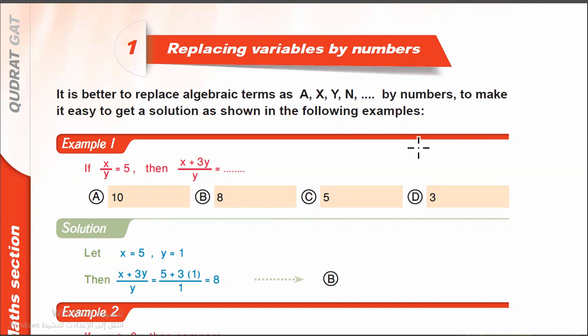Okay, now the first one is replacing variables by numbers. If you have only variables in the questions, it is better to replace algebraic terms such as a, x, y, n by numbers to make it easy to get a solution, right? So you change the variables to numbers to make it easy to get a solution.